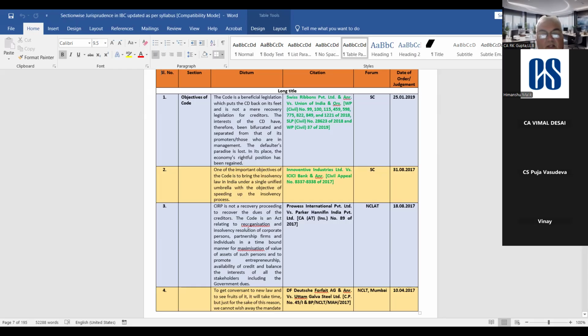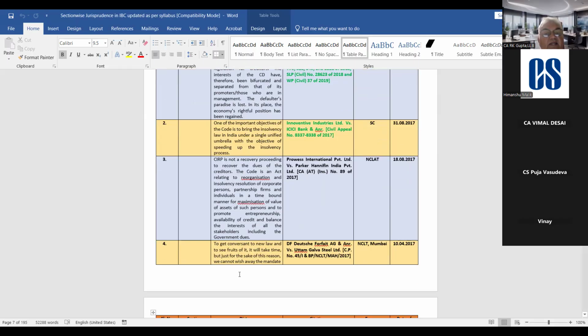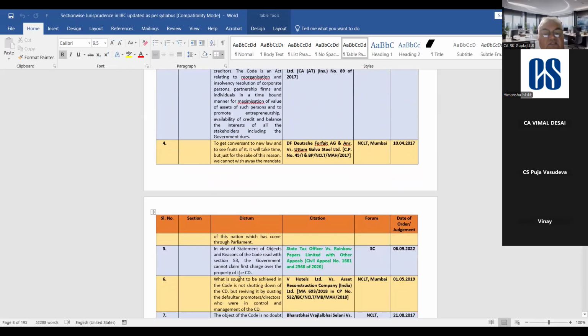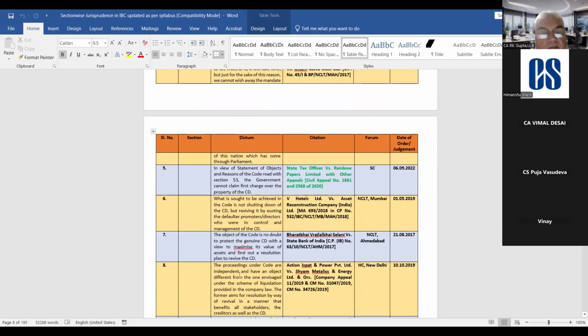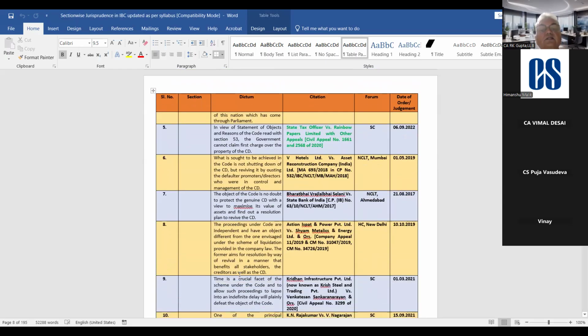Okay. In DF Dosh forfeit AG and another versus Uttam Galwa, what was held? It was held that to get conversion to new law and to see fruits of it, it will take time. But just for the sake of this reason, we cannot wish away the mandate of this nation which has come through Parliament. Then the State Bank officer versus Rainbow Papers. This is also an important judgment.